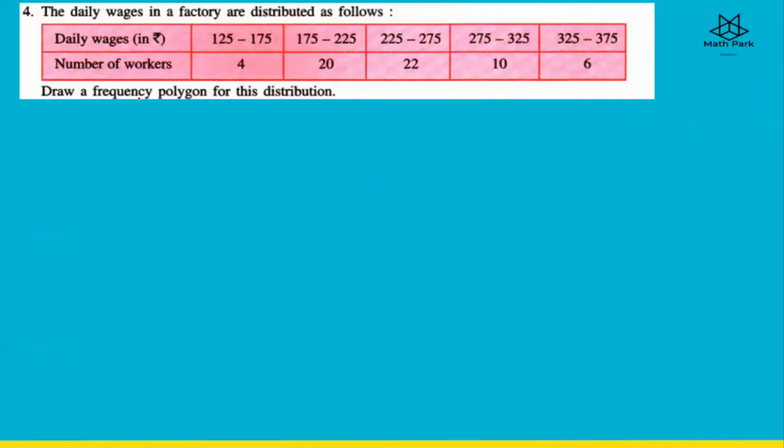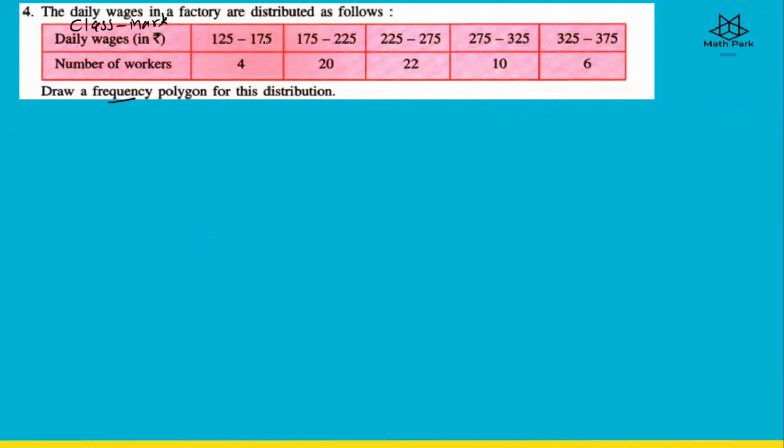The daily wages are given from 125 to 175, 175 to 225, 225 to 275, 275 to 325, 325 to 375. Now, these are exclusive class intervals. There is no gap between them. So, histogram and frequency polygon. Here, we will be drawing only the frequency polygon. So, please focus. For drawing a frequency polygon, we need class marks. The class mark is the midpoint. It is adding the upper and lower limit and dividing by 2.